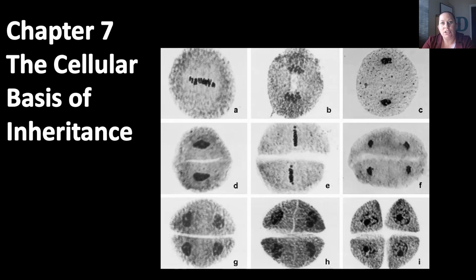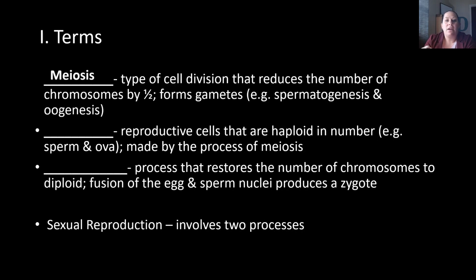In this chapter, we're going to look at meiosis and the process of inheritance of chromosomes to the next generation. Meiosis is part of the idea of sexual reproduction. Meiosis is a type of cell division, and it reduces the number of chromosomes by half. This is why it's represented by N instead of 2N. The purpose of meiosis is to form cells we call gametes.